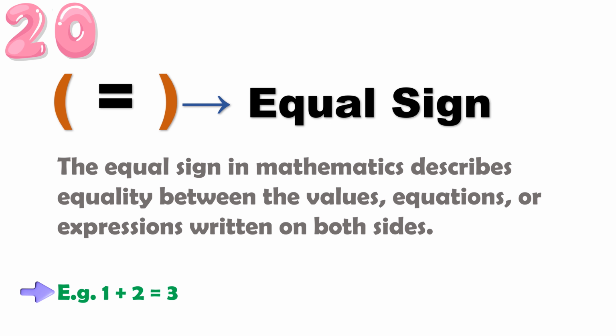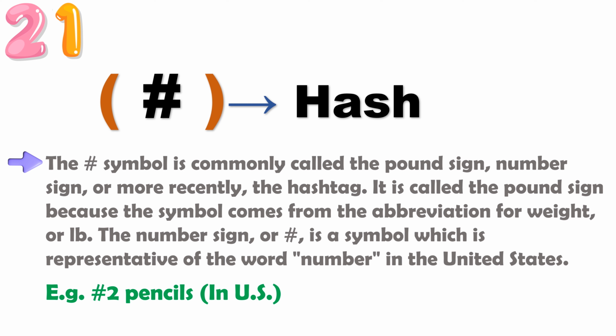Hash. The hash symbol is commonly called the pound sign, number sign, or more recently, the hashtag. It is called the pound sign because the symbol comes from the abbreviation for weight, or pound. The hash symbol represents number in the US. For example, #2 pencils, in the US.